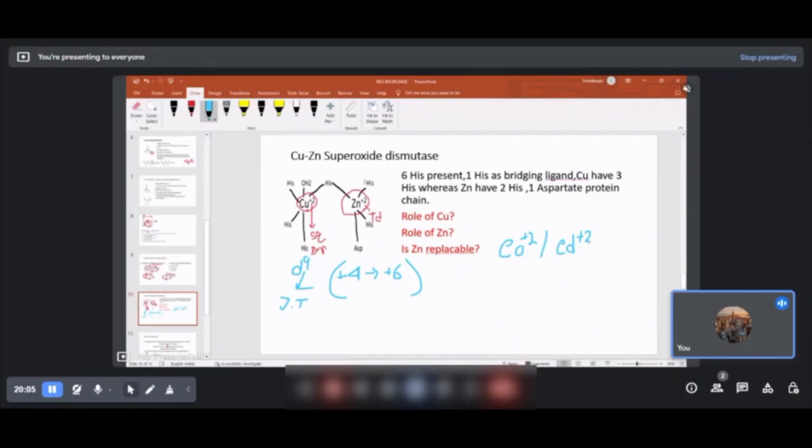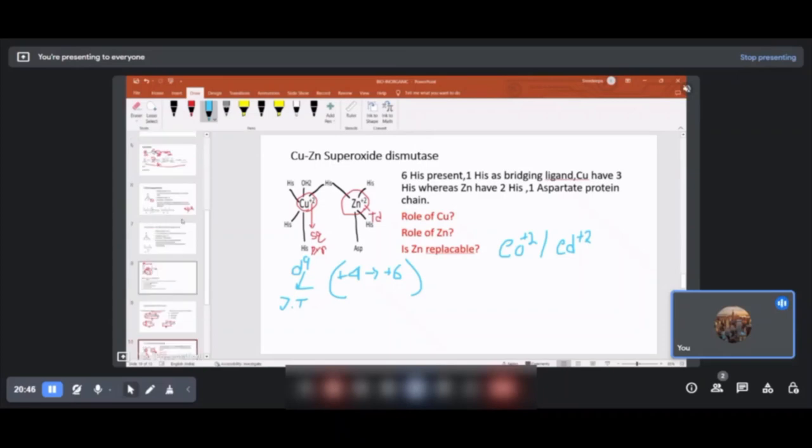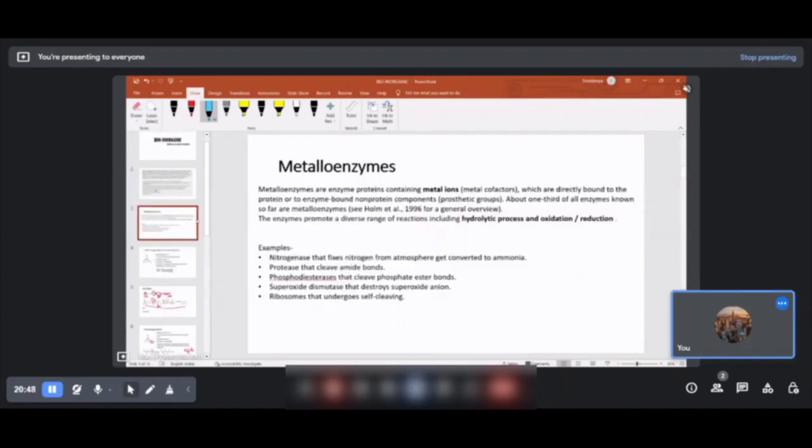So this is all about superoxide dismutase, copper and zinc superoxide dismutase, where copper and zinc are connected by a bridging histidine, and copper shows a square pyramidal structure whereas zinc shows a tetrahedral structure. Copper shows a square pyramidal structure due to the d9 configuration, the Jahn-Teller effect. So this is all about our topic, metalloenzymes.